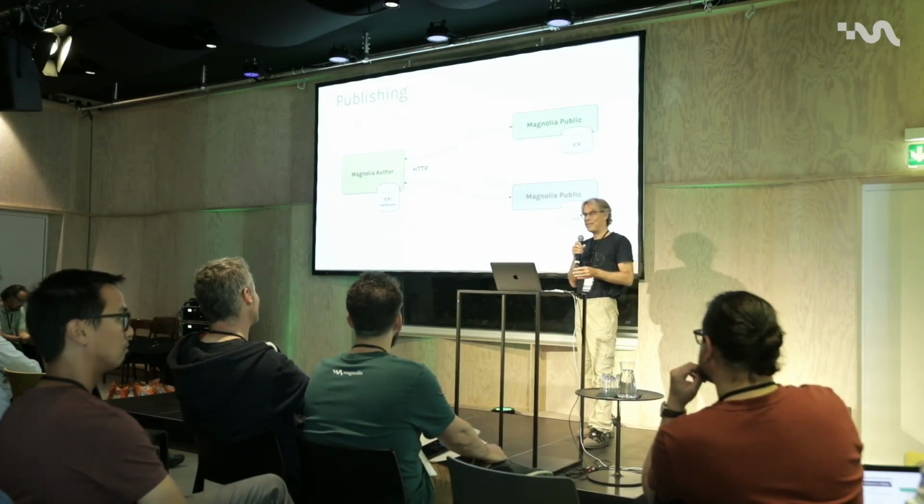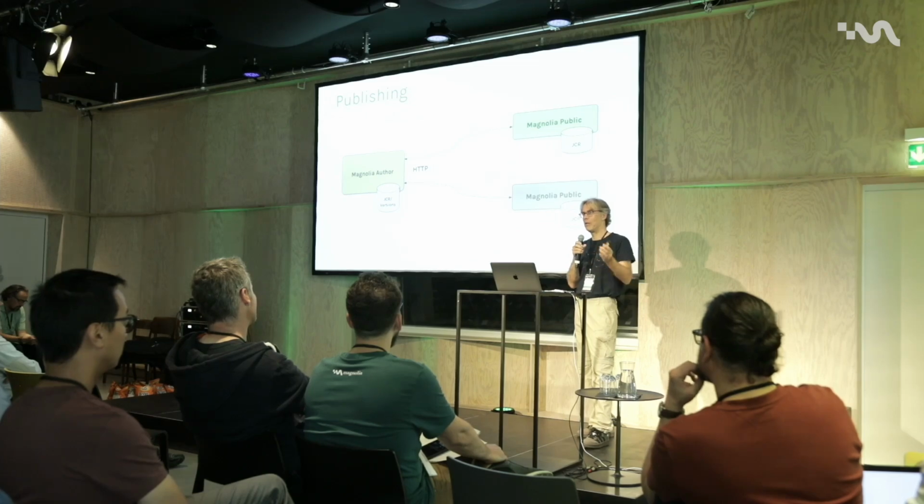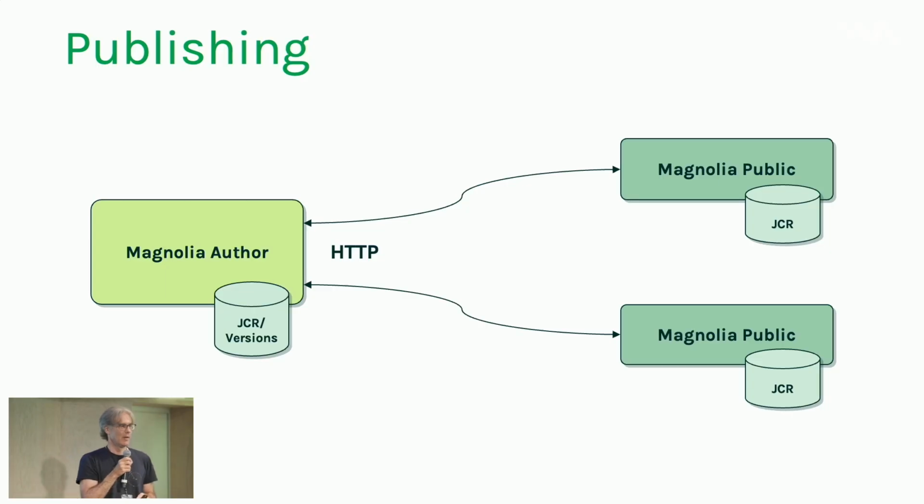And once that happened, that version of the page is sent over via HTTP to the public instances, where it is being stored locally, again in JSON, not in the version store, just normal Java content repository content, and being made available to your visitors. The public instances will reply back to the author instance, and only then will the author instance be available for further editing for the content editor. So there will always be some sort of a lag while this process is going on in the background.